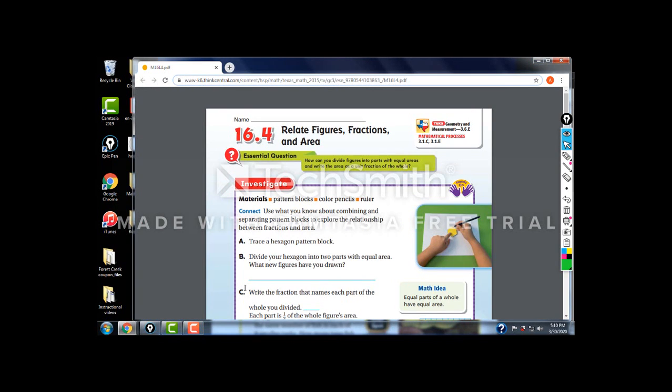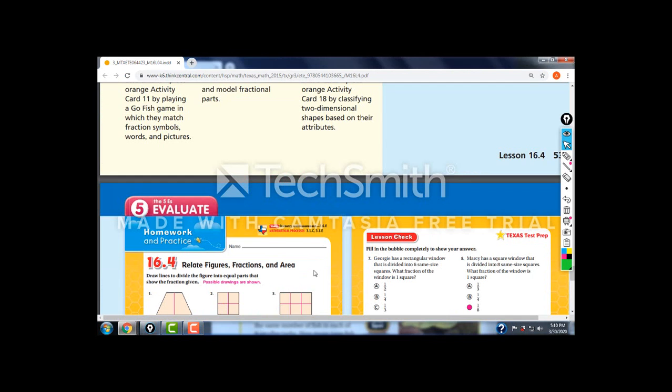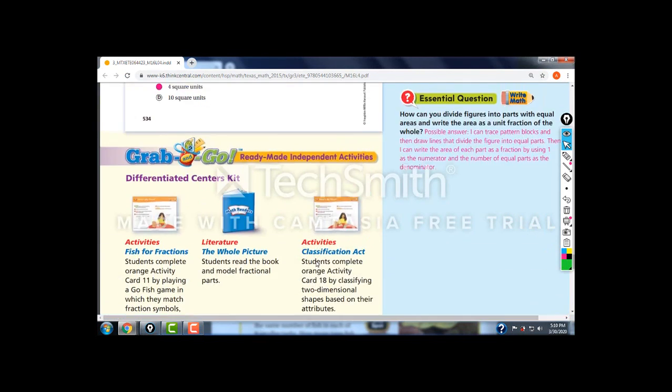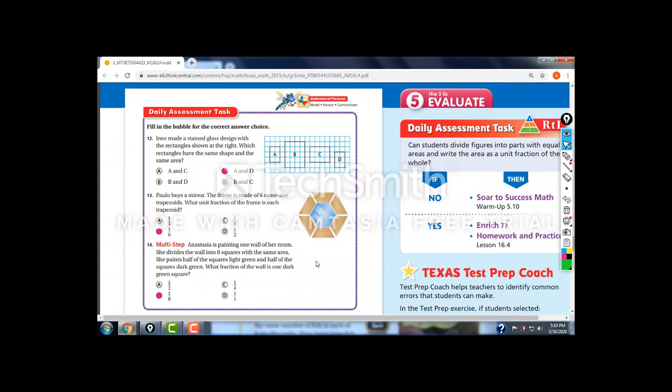So let's go to Group D. Group D, we're working with 16.4. Let me pull up what we did. So Group D, here we go with 16.4. Let's look at your daily task assessment.